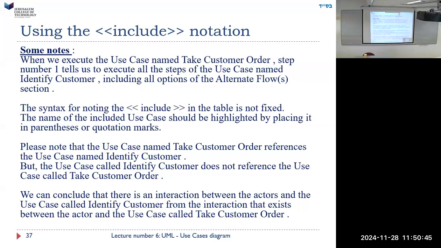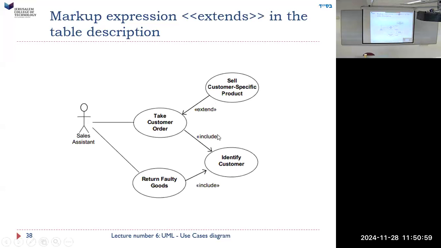We can conclude that there is an interaction between the actors and the use case called identify customer. Even though it's not written there, it's only through the interaction that exists between the use case called take customer order and the actor. In other words, the only way we know that he's using this is because we see he's using this and that these ones are using this one. Okay. Now, what about extend?